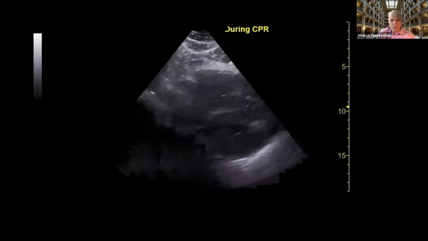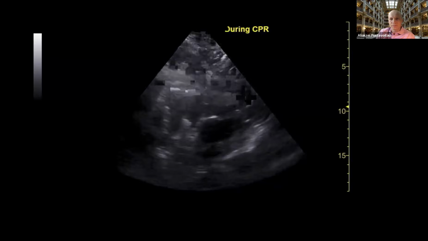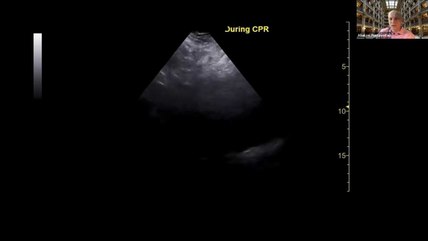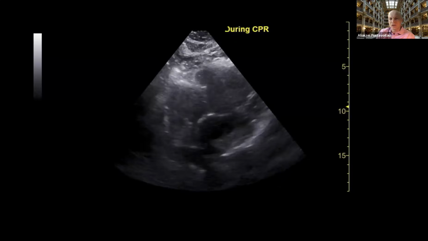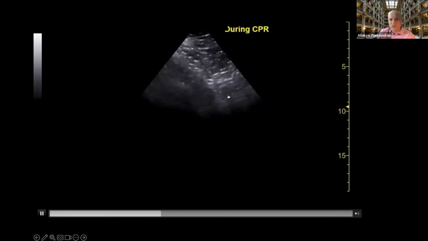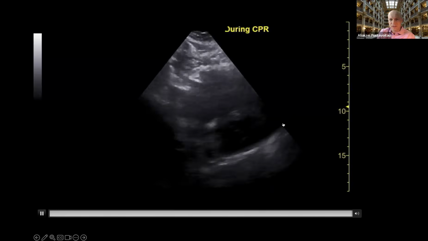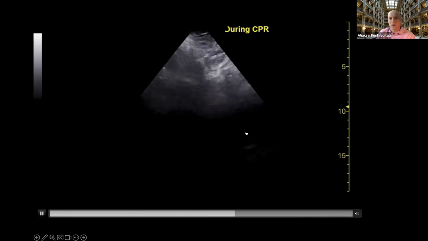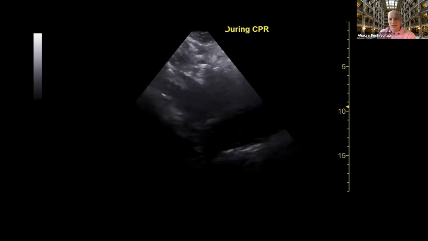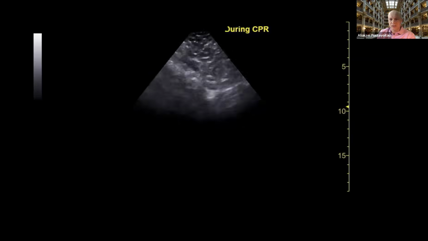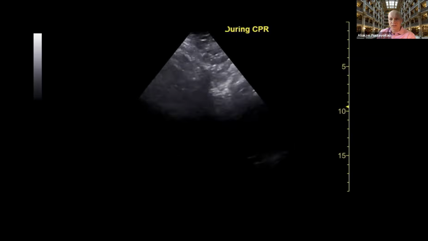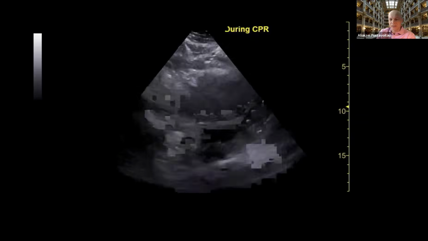For those of you who may or may not know what we're looking at here, we're looking at a subcostal view. So the heart is positioned horizontally. The chambers on top are the right-sided chambers. So the ventricle is here, the atrium is here, and the left-sided chambers are at the bottom. And we can see that the heart comes in and out because of the chest compressions that are being performed. Even now I can see that the right-sided chambers are dilated.